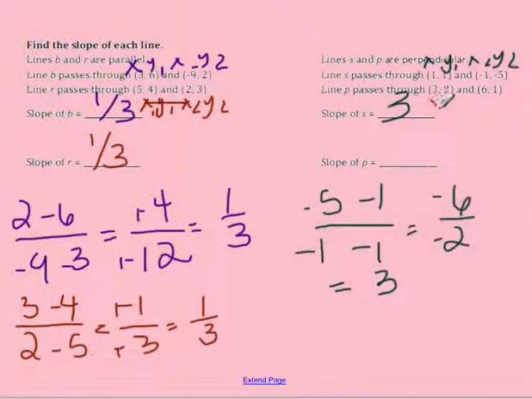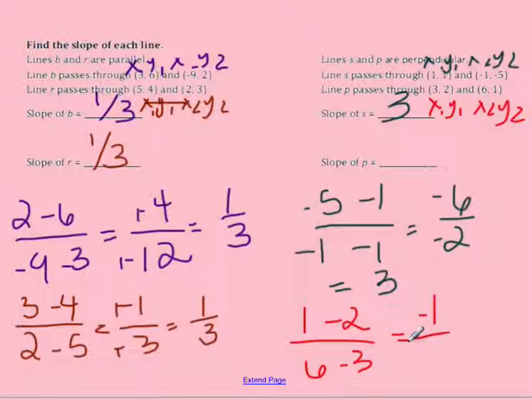So let's go ahead and we have x1, y1, x2, y2. So we have y2 minus y1 over x2 minus x1. Well, 1 minus 2 is going to be a negative 1. 6 minus 3 is going to give me 3. So then I get a negative 1/3. So now I know that those two lines are perpendicular. What do you notice about their slope?